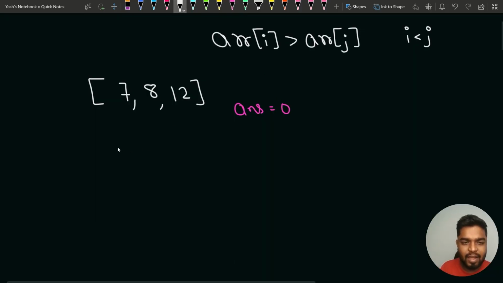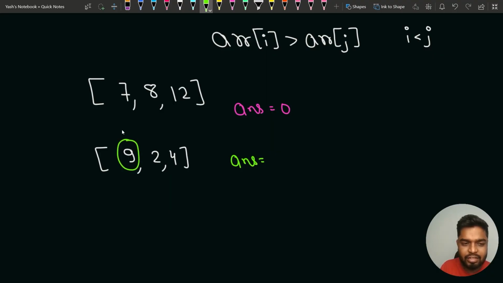But suppose I had an array like 9, then 2, and then 4. In this array, we have to observe that 9, the ith element, is greater than 2 as well as greater than 4. So this ith element is greater than both these elements belonging to the right side of the array. That is why this will be counted.